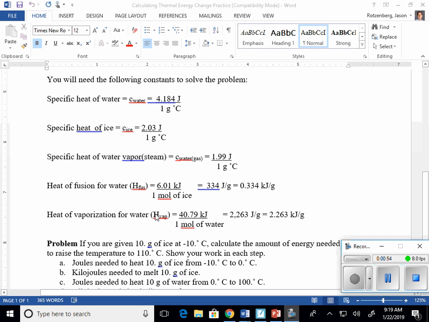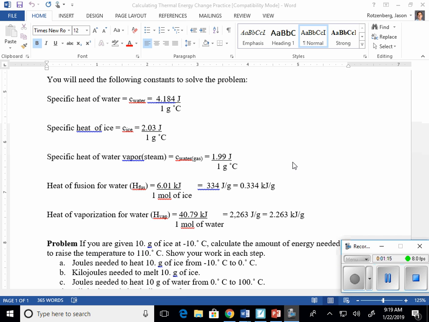Lastly, here's the heat of fusion and vaporization. Kilojoules per mole or joules per gram. So I did a little conversion, hopefully make life easier for you. You do not have to memorize any of these values. They will be given to you. Your goal is to know when and how to use them.